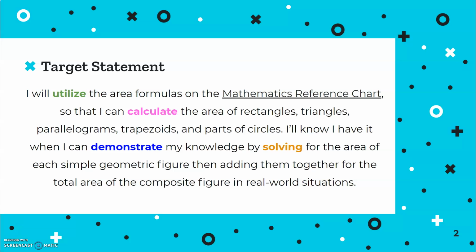So moving forward, our target statement: I will utilize the area formulas on the mathematics reference chart. That is a link, because it's underlined, it links to the STAAR reference chart for 7th grade. So I can calculate the area of rectangles, triangles, parallelograms, trapezoids, and parts of circles. We're not normally going to do a whole circle. Usually it's a semicircle or a quarter circle. I'll know I have it when I can demonstrate my knowledge by solving for the area of each simple geometric figure, then adding them together for the total area of the composite figure in real-world situations.